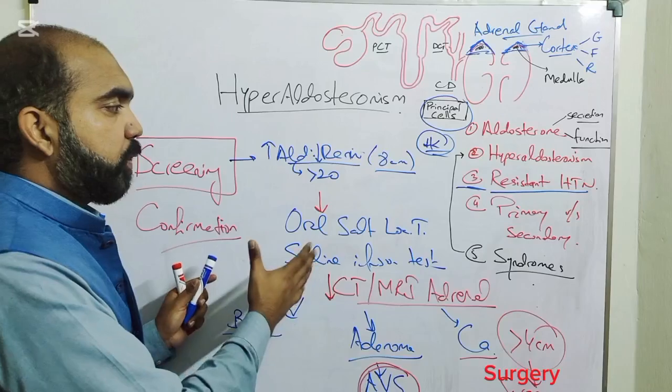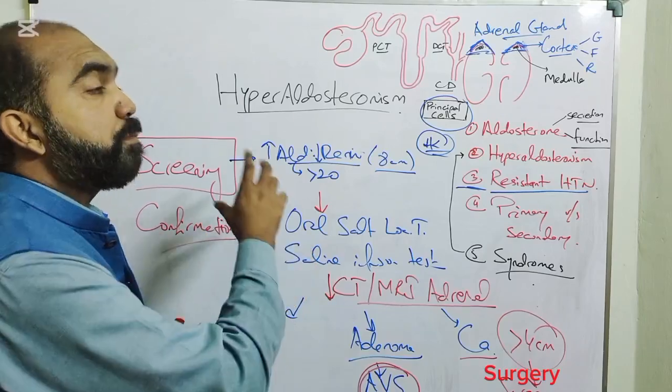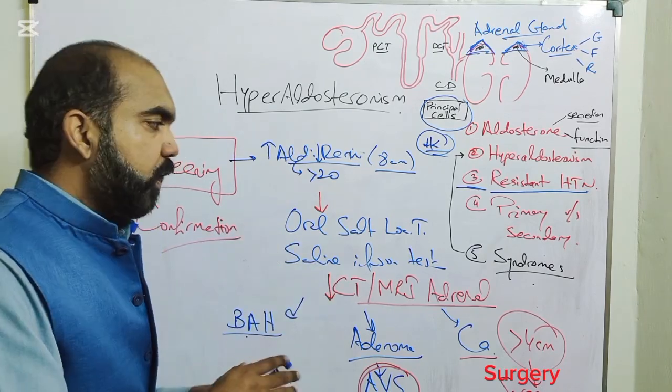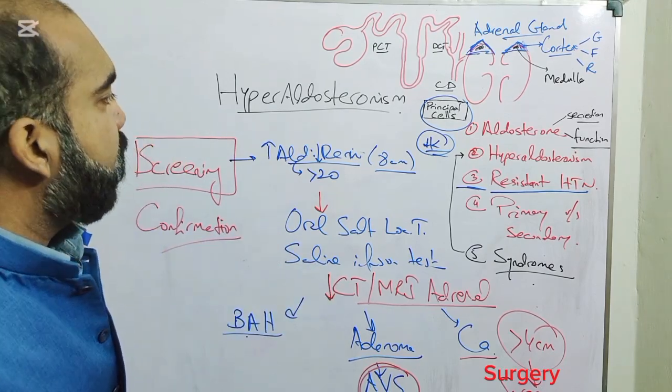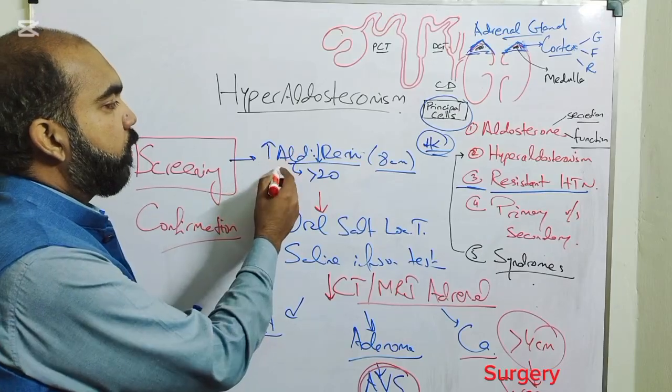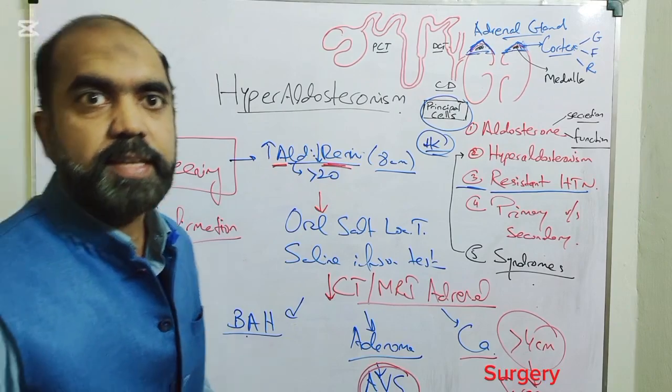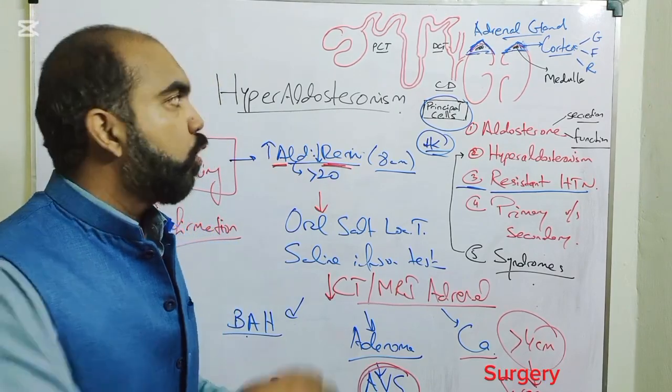We are talking about the pathophysiology and medicine of primary hyperaldosteronism. In the case of secondary hyperaldosteronism, there would be more aldosterone as well as more renin, and we will discuss this in the next video, that is part 2 of hyperaldosteronism.